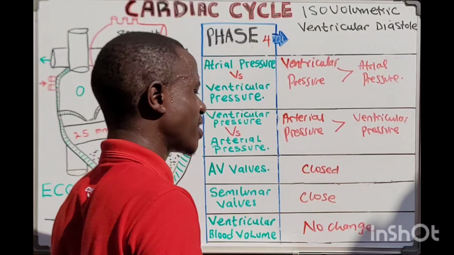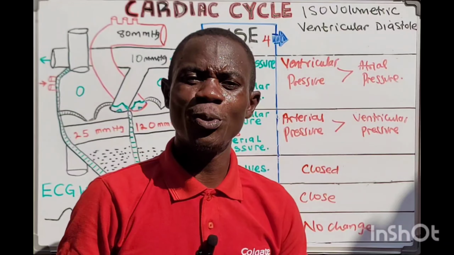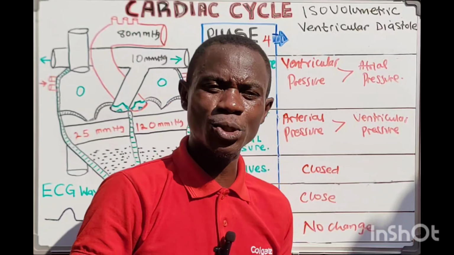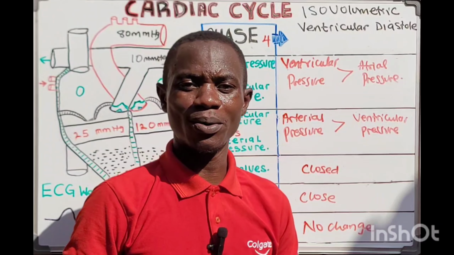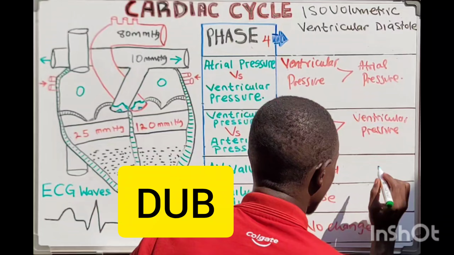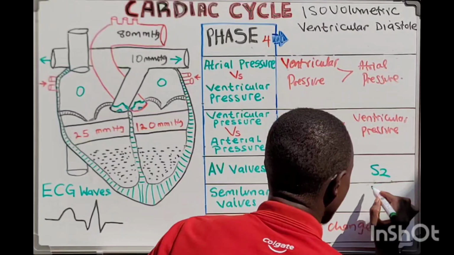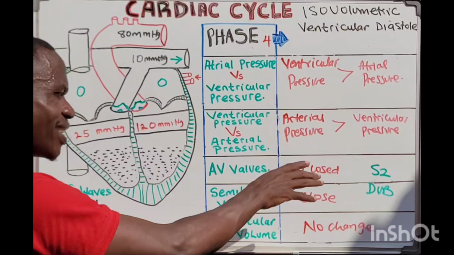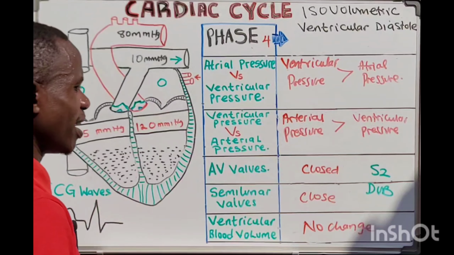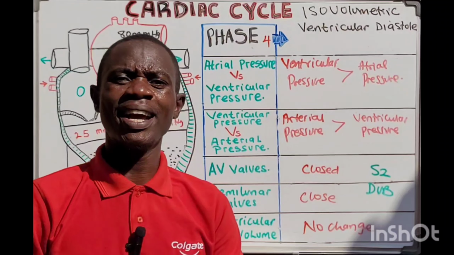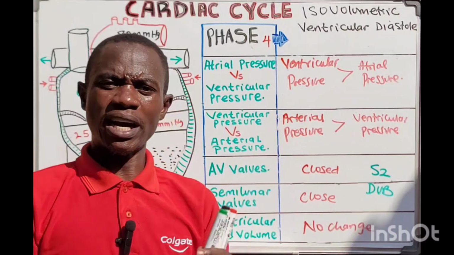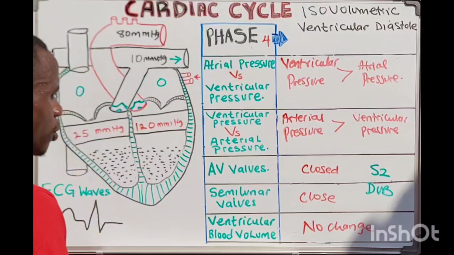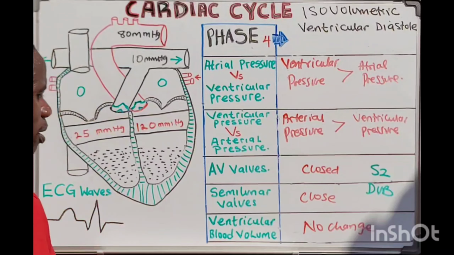And now, during this phase, we are also going to be hearing our second sound, which we call the S2, which we term the dub. Okay, so now you're going to be hearing the S2 sound, the dub. So now we're hearing the second heart sound, which we are calling the dub. That's why you hear lub dub. Those are the two heart sounds that are commonly heard using what we call the stethoscope.